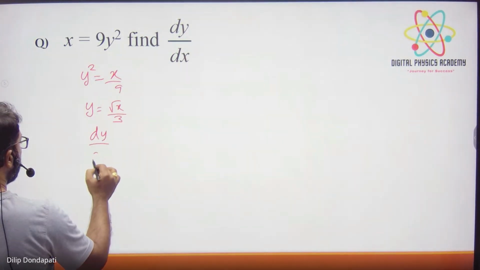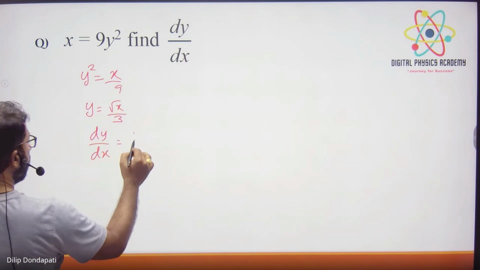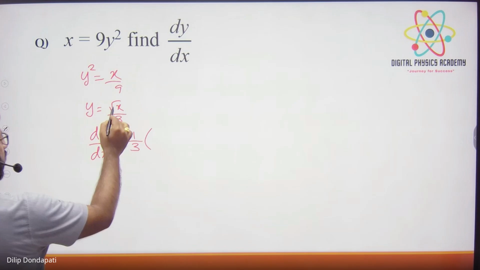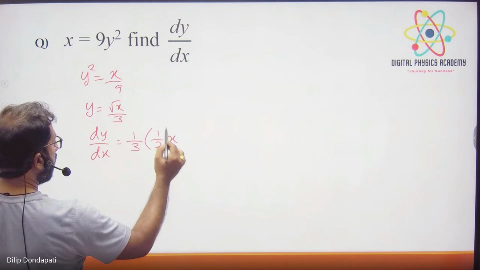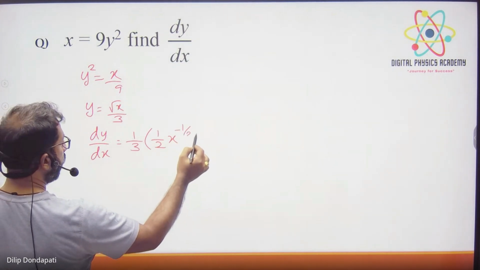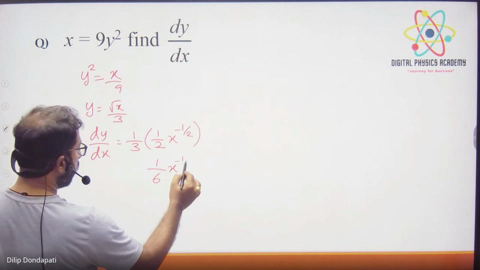dy by dx will be 1 by 3 is constant. 1 by 3 will be coming outside. And differentiation of x to the power 1 by 2 will be how much? n into x to the power n minus 1. So minus 1 by 2. So the final answer is 1 by 6 x to the power -1 by 2.